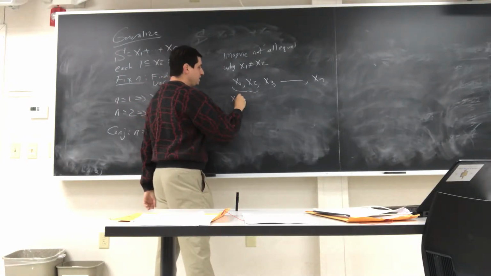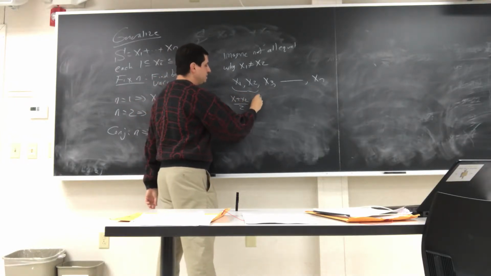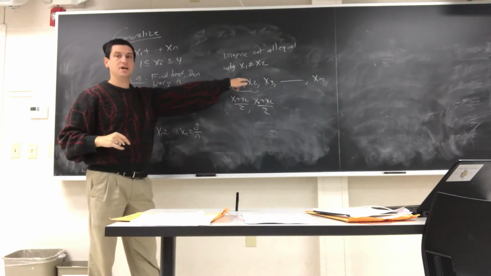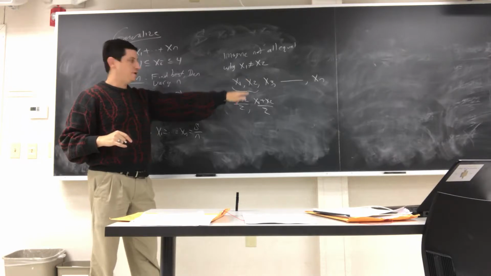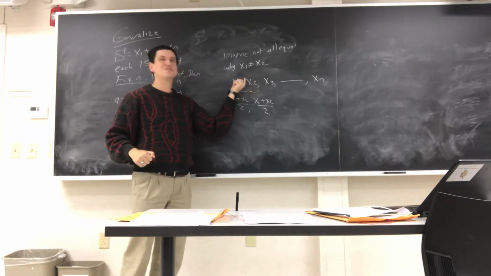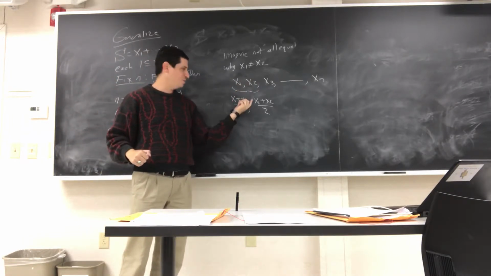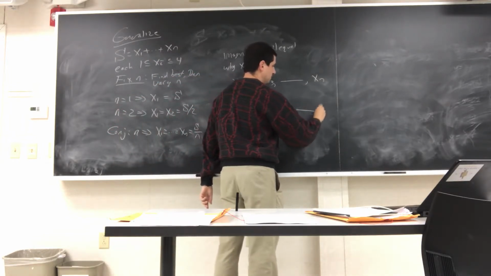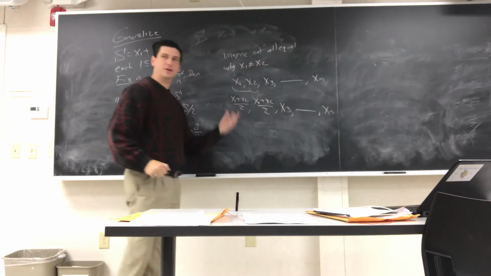Yeah, replace each one with the average. Because remember, whatever I'm replacing it with, it has to sum to x1 plus x2. It has to have the same sum. But now we know that if I have a fixed sum, the maximum product is when they're both equal. So if I now do this, I've increased the product.